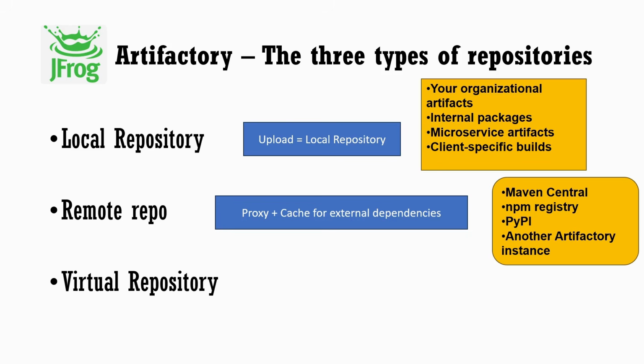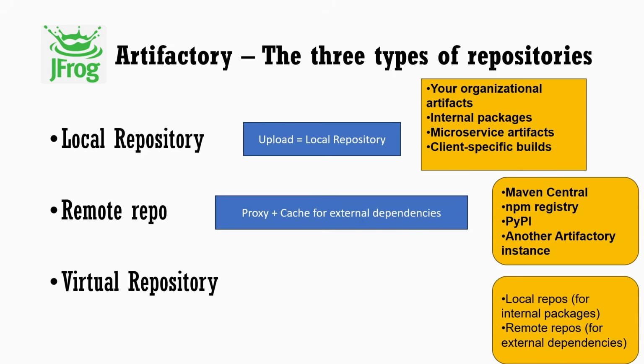The third one is the virtual repository. A virtual repository is a smart layer on top of your local and remote repositories. We can say it aggregates multiple repos, both local and remote, and exposes them under a single URL. For example, you may have 3 local repositories and 1 remote Maven repo. Instead of configuring all 4 repos separately in your build tool, you simply point your build to a virtual repository. Artifactory will automatically serve artifacts from local repos for internal packages and remote repos for external dependencies, all through one single endpoint. This simplifies configuration and keeps your builds clean and consistent.